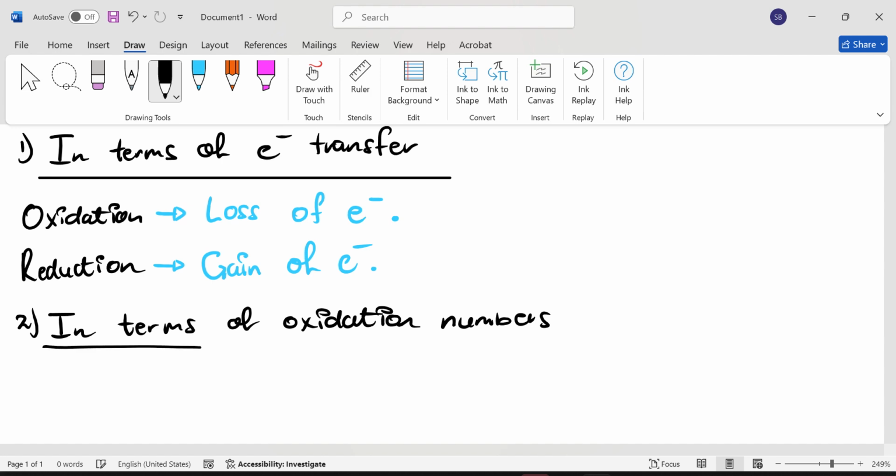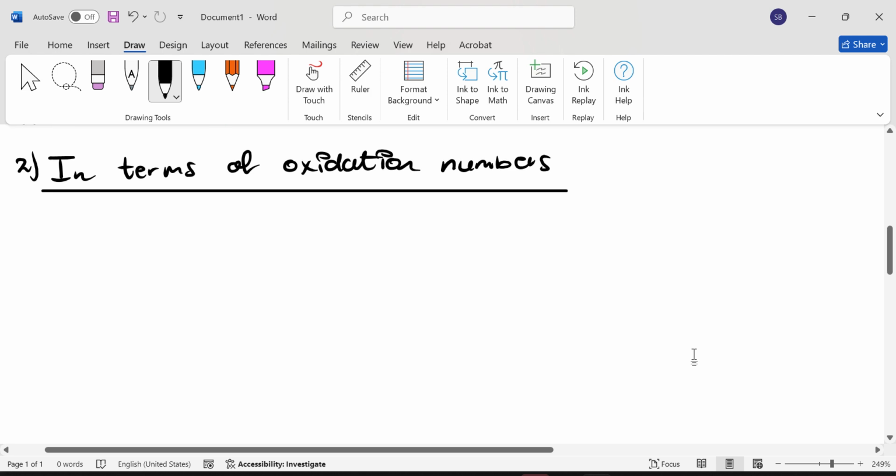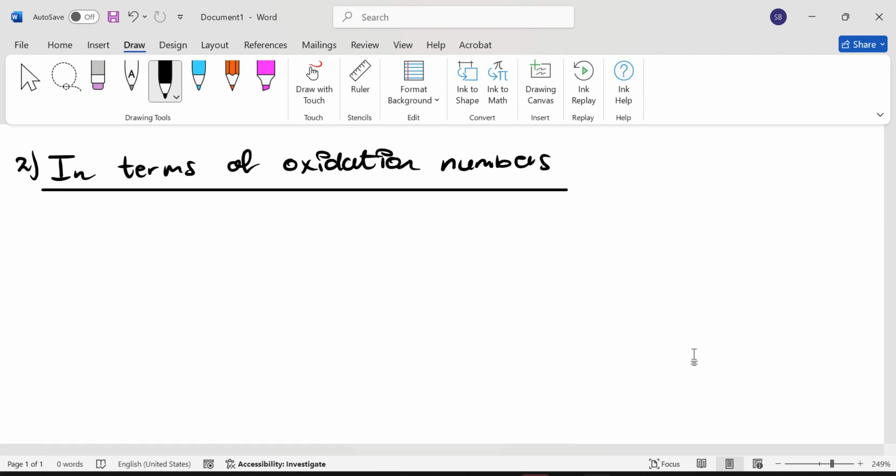Okay, now we're going to get into a bit more detail on what oxidation numbers are and what they actually do, probably in the next video, just so I can try to avoid having a very lengthy video, you know. Okay, so what is oxidation? What is oxidation in terms of oxidation numbers?